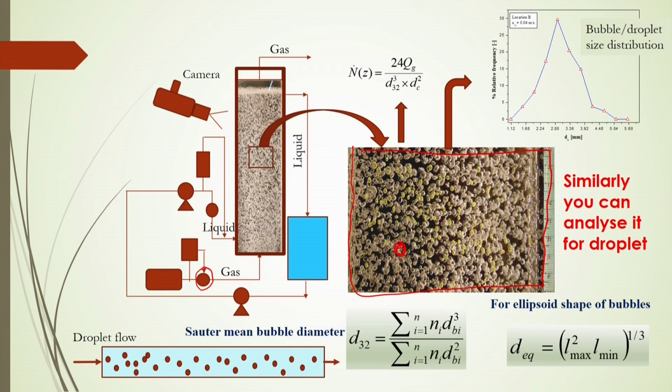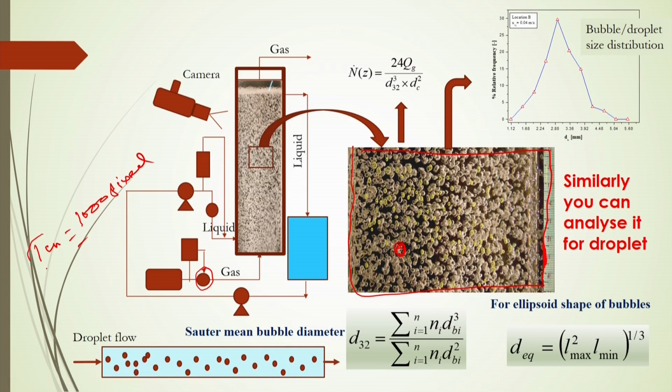Now this software may give the perimeter in terms of pixels or some other parameters. In that case, you first have to calibrate the size of these bubbles. So you mark out this length, which is suppose 1 centimeter. This centimeter will give you a certain number of pixels as per the software. Suppose 1 centimeter is equivalent to 1000 pixels. Then 1000 pixels is equivalent to 1 centimeter.